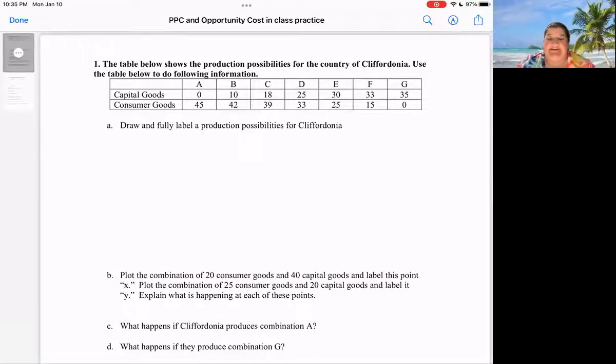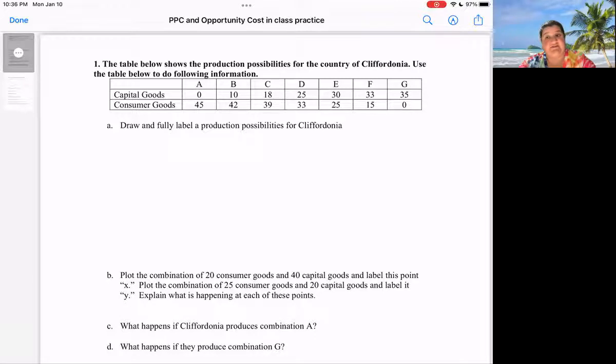Hello, everyone. We're going to do some practice problems for the PPC, or the product... let me try again, production possibilities curve. You should have the same worksheet that I have in front of you, and we're going to just work it out together. We'll go step by step.